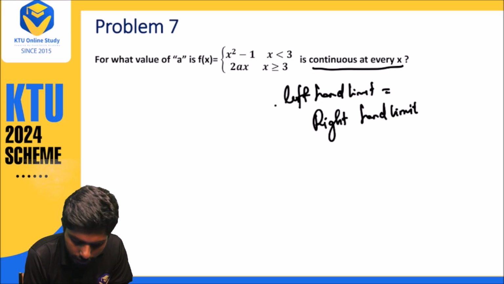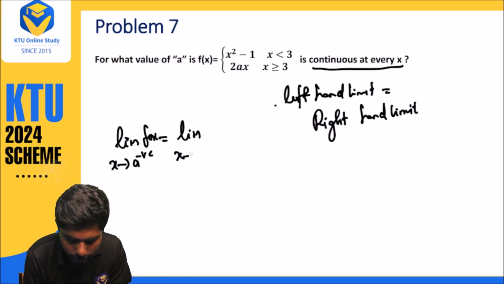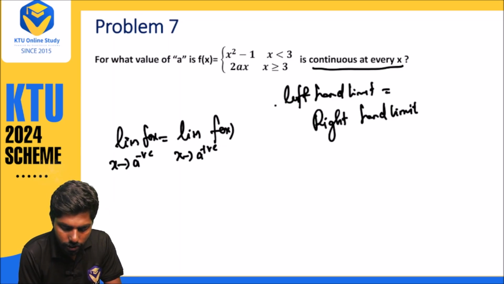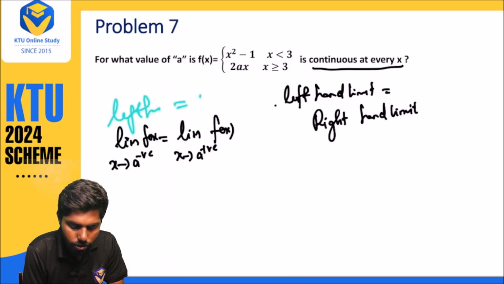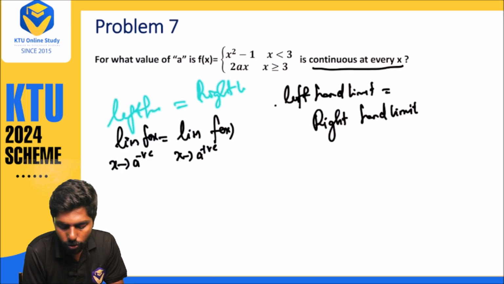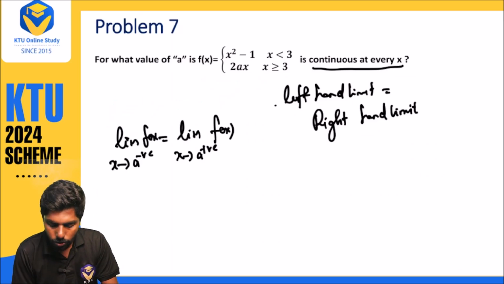So what is the condition? We know that the limit x approaches a in negative direction, f(x) is equal to limit x approaches a in positive direction, f(x). That is left hand limit is equal to right hand limit. This is the thing you want to write.